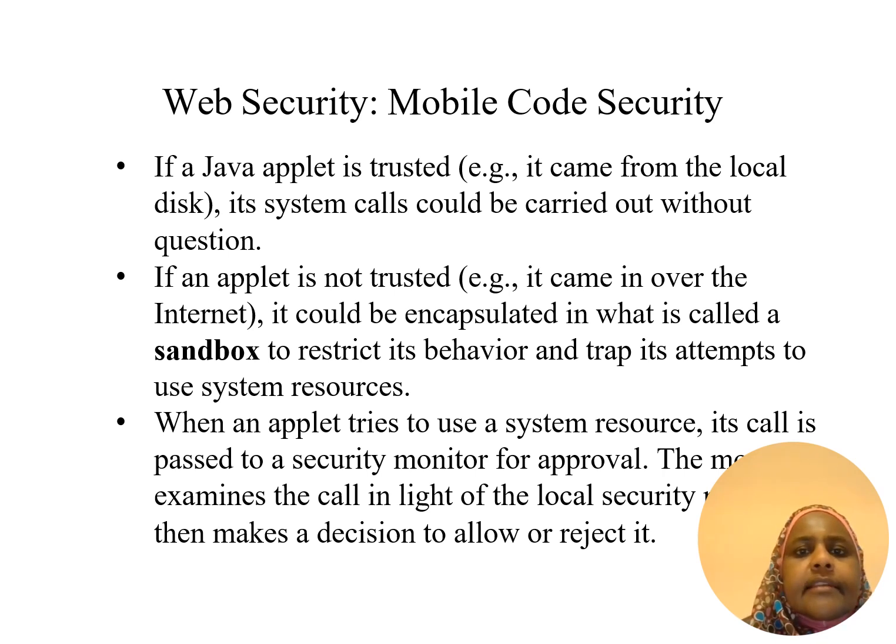Java applets are small programs written in Java, executed in Java Virtual Machine, as we have discussed before. Java applets can be trusted if they're coming from the local disk, for example, or not trusted if they're coming over the internet. If they're trusted, they will be executed directly without any question. If not trusted, they will be placed in what we call a sandbox to restrict the behavior and trap the attempts to use the system calls, the system resources. If an applet tries to use a system resource, the call it made will be passed to the security monitor to approve. If it wasn't approved, it will be rejected. If it was okay, it will be executed.